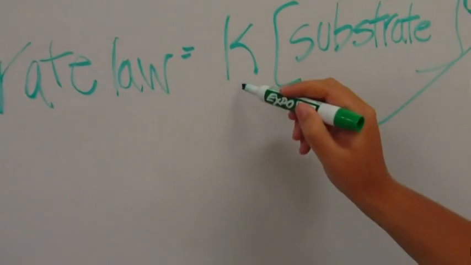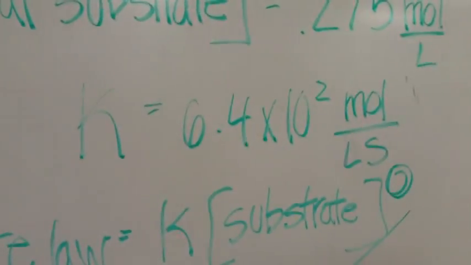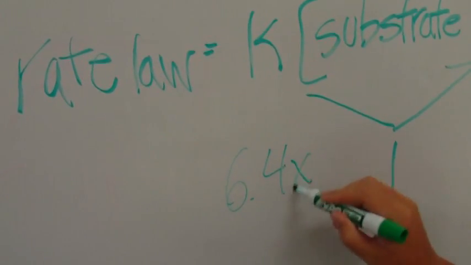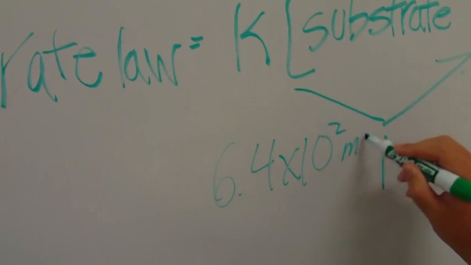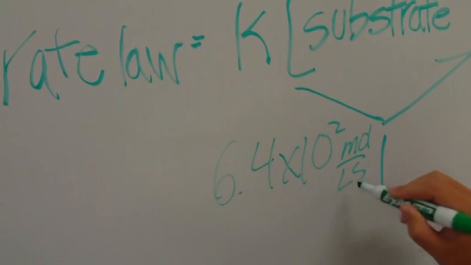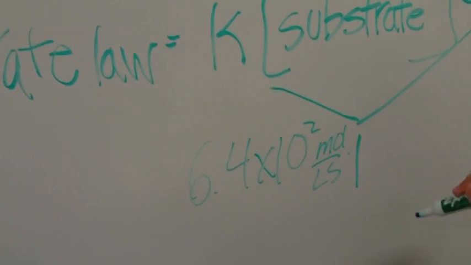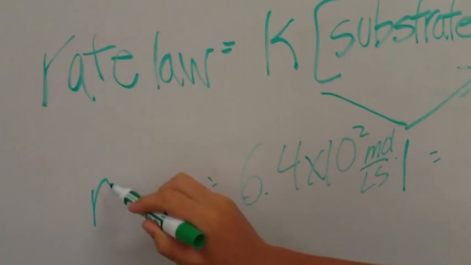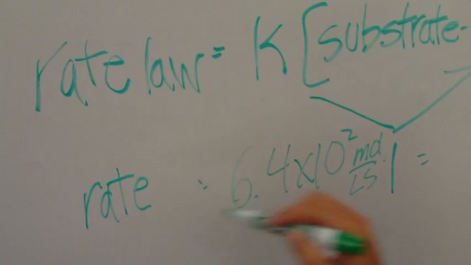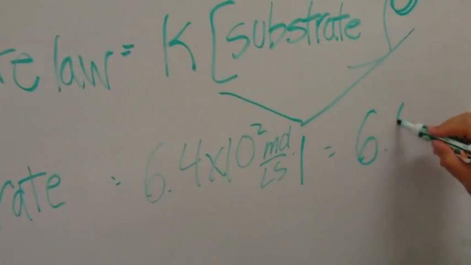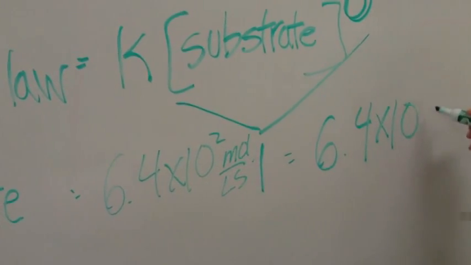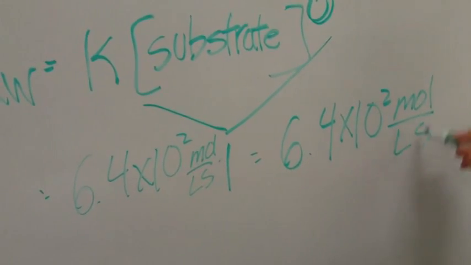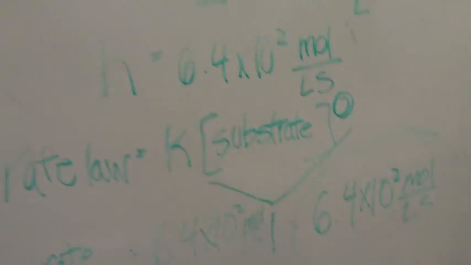And then our rate is just going to equal the K value times 1. So K value, which is 6.4 times 10 squared mole per liter per second, times 1. And so then we know that our rate is just going to be that, again, 6.4 times 10 squared molarity, moles per liter per second. And that's the answer.